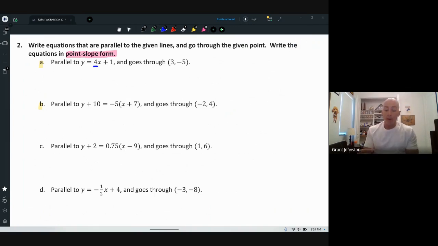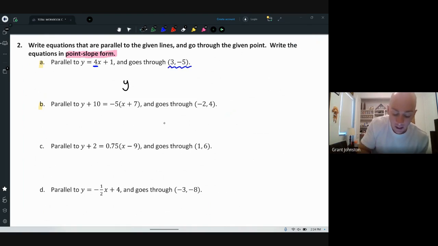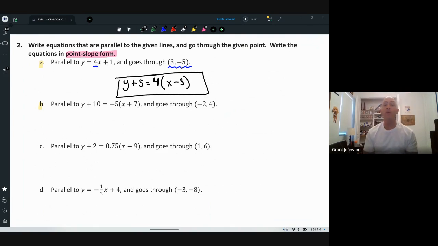So we have our slope and we have this point. So if we write it in our point slope form that we've been working with, I'm going to write y plus 5 equals, I need that 4 there for my slope. I'm going to bold that just so that you really see it. Parentheses x minus 3. There we go. That is in point slope form and it's parallel.